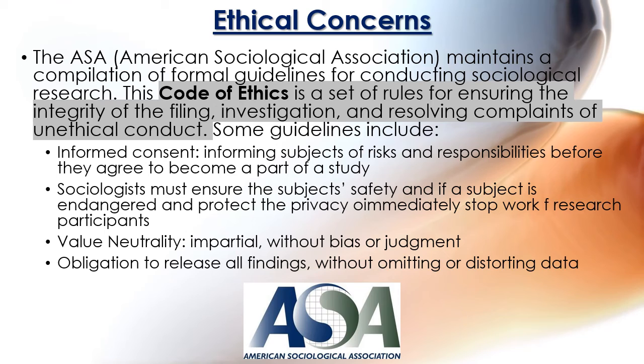So some of the more important guidelines that the ASA Code of Ethics lays out are, number 1, informed consent. This did not happen during the Milgram experiment. Informed consent means informing subjects of the risks and responsibilities of a study before they agree to become a part of that study. Number 2, sociologists have to ensure the subject's safety. And if a subject is endangered, they need to protect them. They also need to protect their privacy. And if a subject is endangered, they must immediately stop their research.